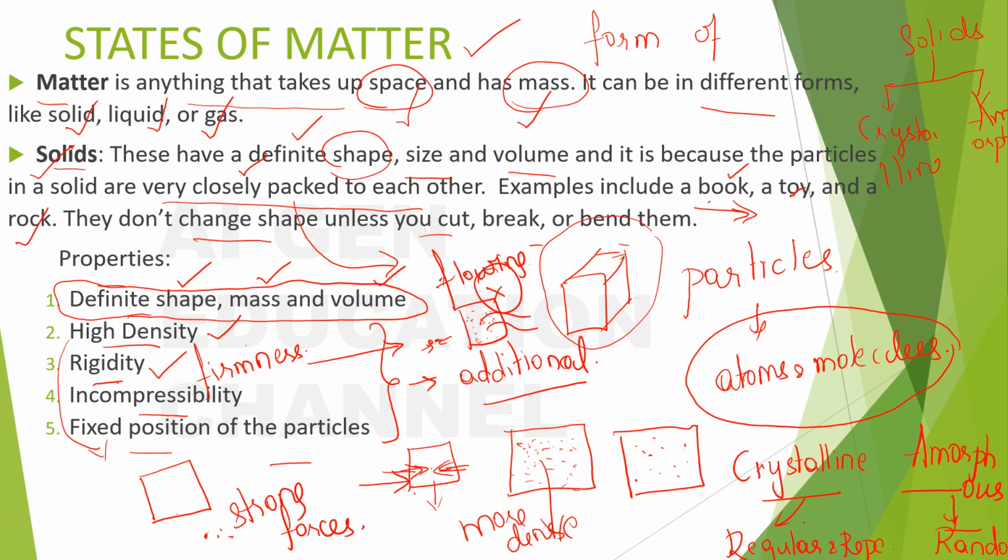I don't want to get into more details, and there is a lot of information here, but the most important thing will be this point: definite shape, mass and volume, and they have high density, they are rigid. It is enough that you put in your mind that high density and rigidity are the properties of solids. You need not delve in detail about high density, rigidity and all that. Incompressibility means they can't be compressed.